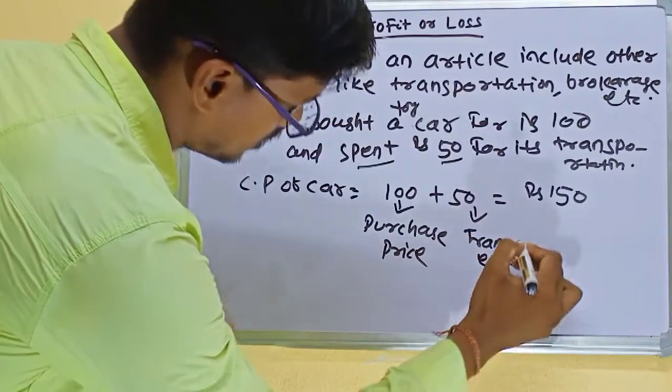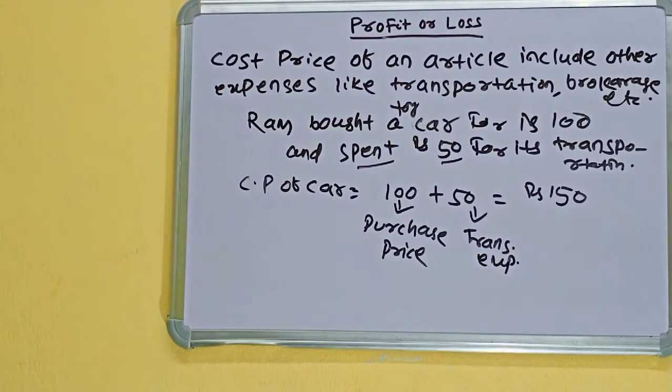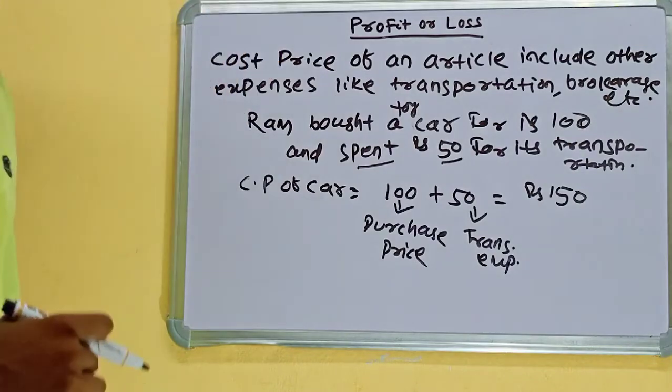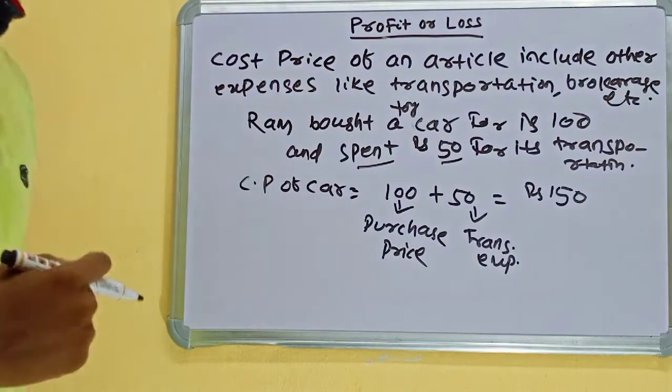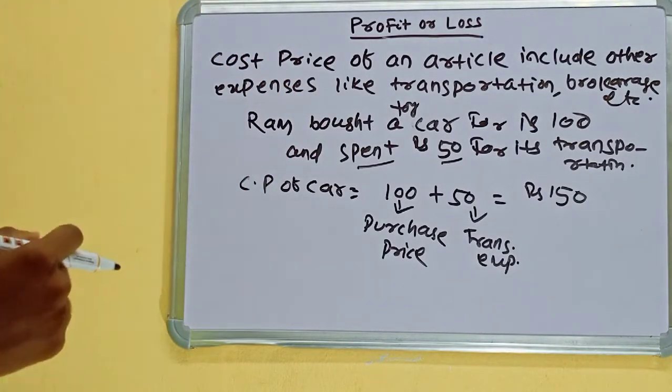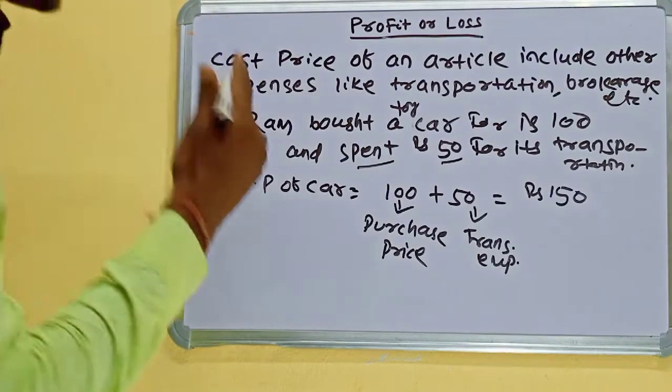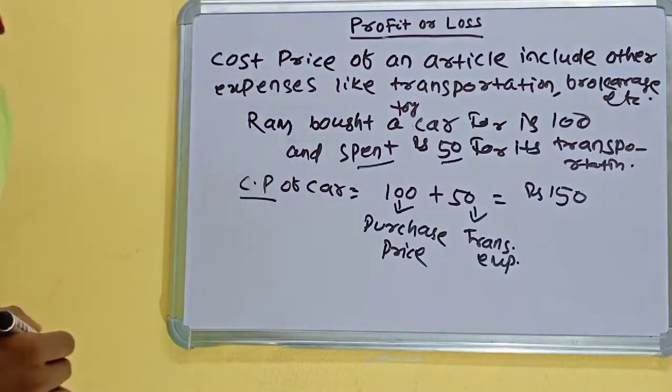And 50 is the transportation expenses. Any type of expenses related to goods at the time of purchase must be included in the CP, the cost price.